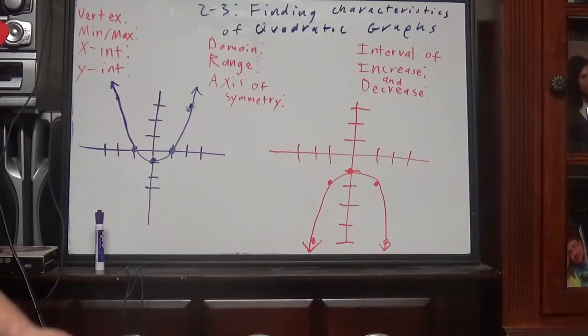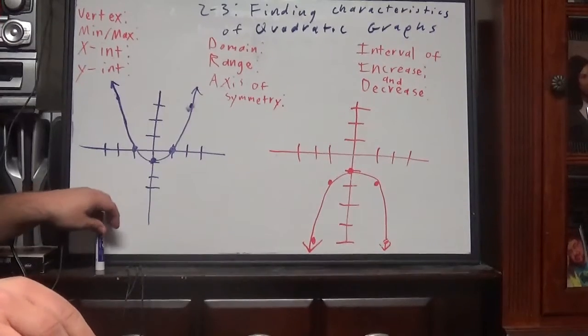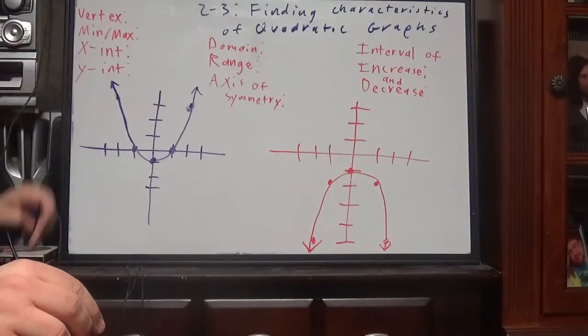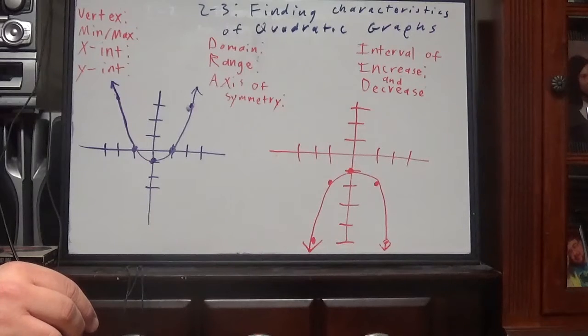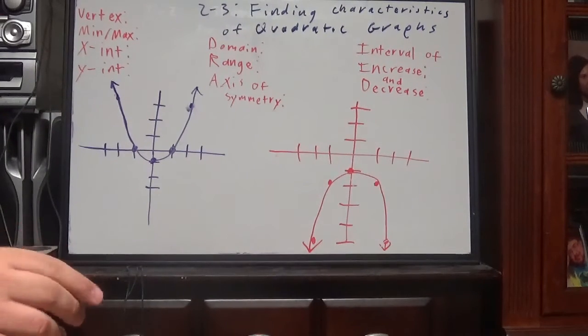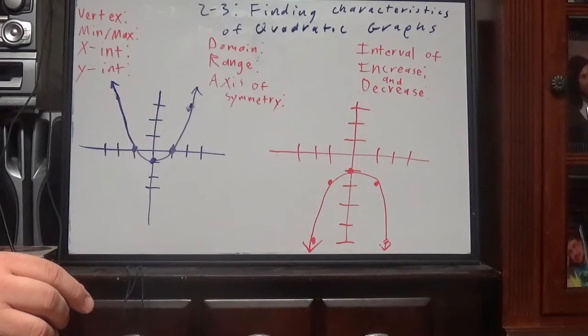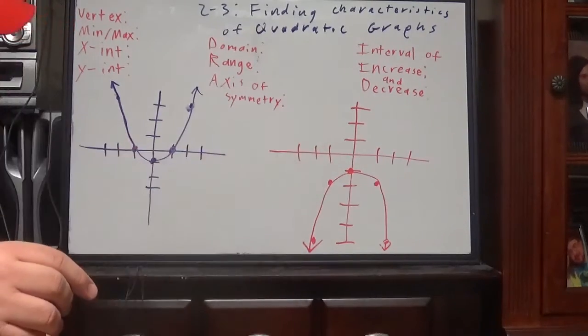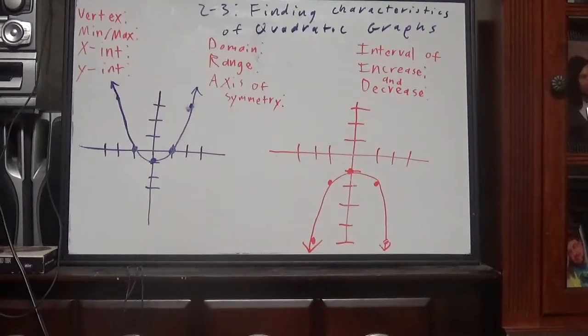What I'm going to talk about in this video is finding the following characteristics: vertex, minimum or maximum, x-intercept, y-intercept, domain, range, axis of symmetry, and interval of increase and interval of decrease. I'm going to use these two graphs as my examples. To begin with, the vertex.